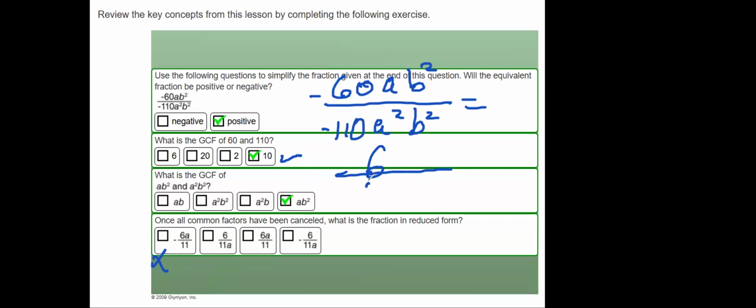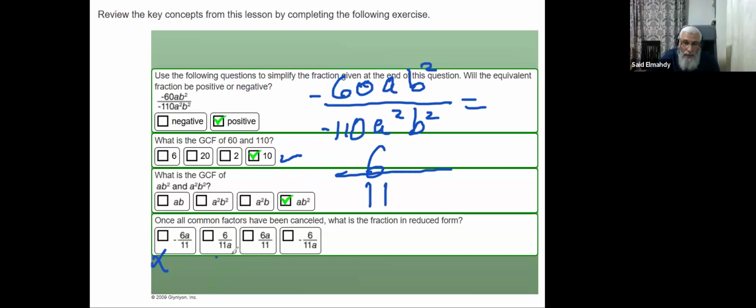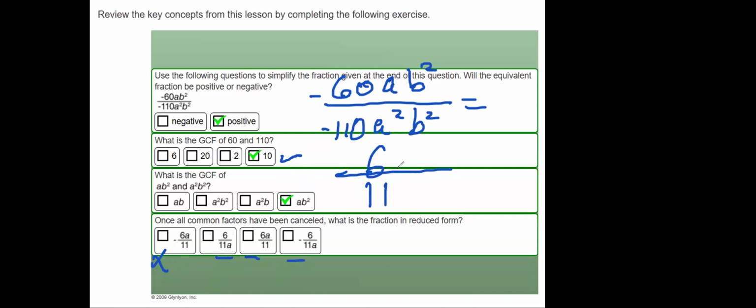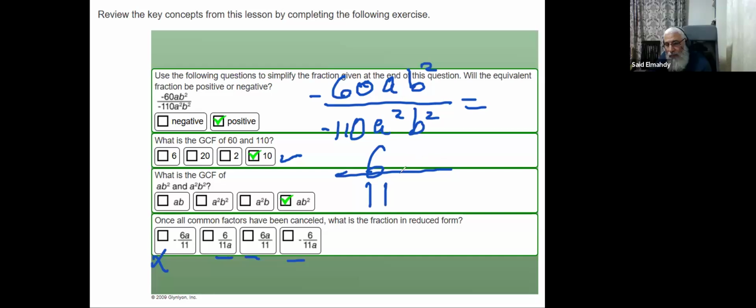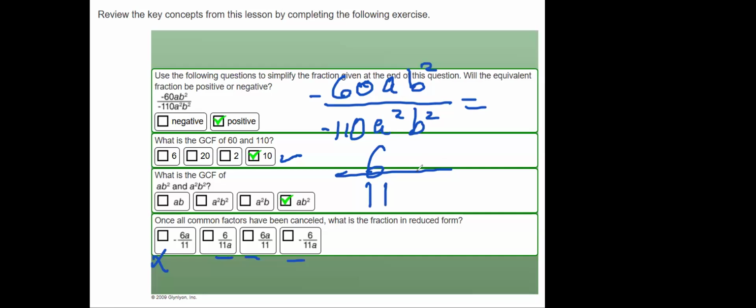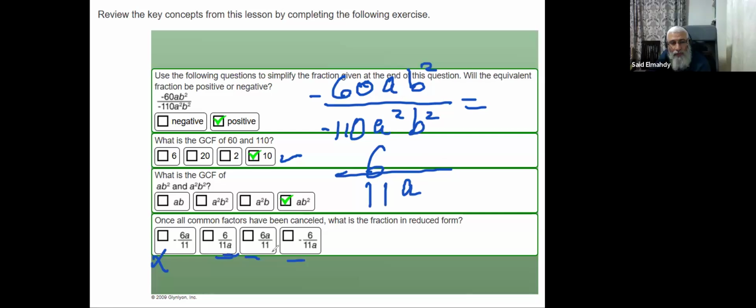111 divided by 10 is 11. So this is correct, this is correct, this is correct. 6 over 11. What about A divided by A, part 2? There's 2 A's, so A, no, there's 1 A. My fault. 1 A in the numerator or denominator? Denominator. So this is correct, this is not correct, could be correct.